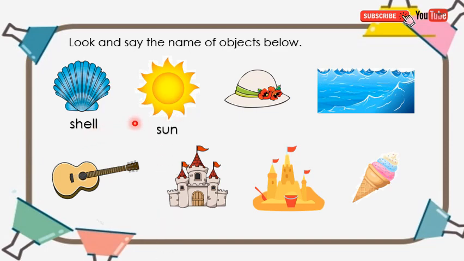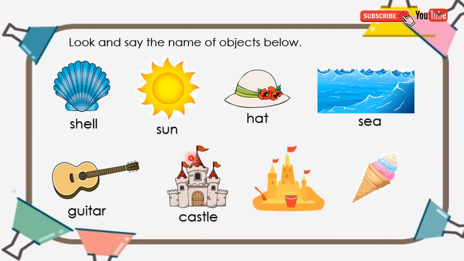Next picture, sun. What is sun? Matahari. Next picture is hat. Ialah topi. Next picture is sea. Ialah laut. Next picture is guitar, an instrument. Next picture is castle. So castle ialah istana.